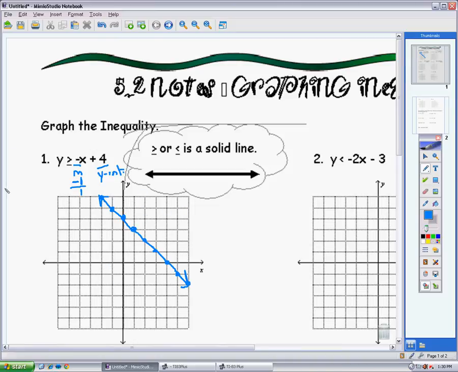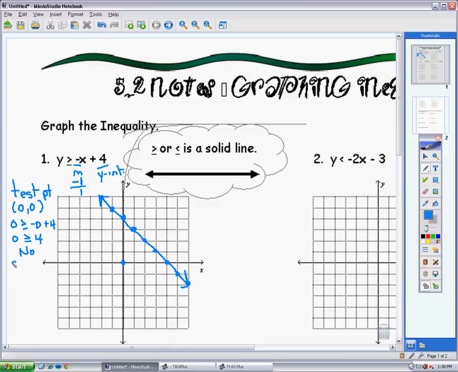And to make that determination, we're going to use a test point. Most people use the test point 0, 0. If 0, 0 is not on your line, feel free to use it. So I'm going to plug that in. So I'm going to get 0 is greater than or equal to -0 plus 4. And that will simplify down to 0 is greater than or equal to 4. And I'm going to check and see if it's true or not. Is 0 greater than or equal to 4? No. Okay, it's not true.